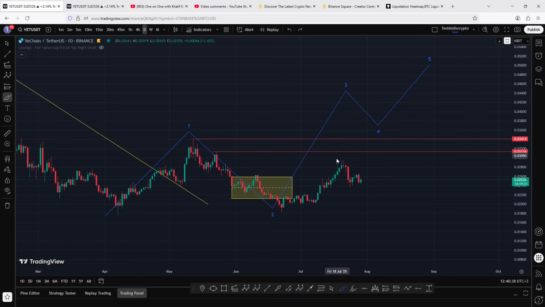Also remember that in case we don't see another push to the upside, that will be a clear indication that we can easily get another pullback in the next coming days before we can find support and then continue pushing higher.